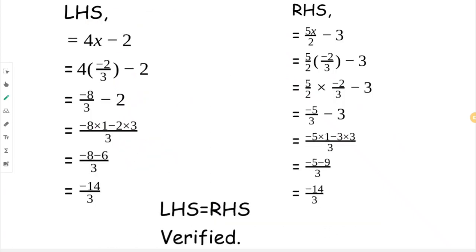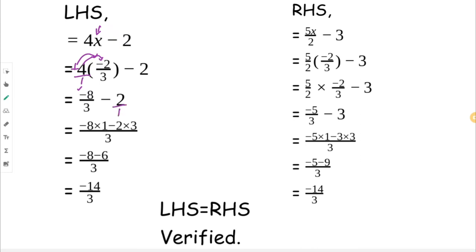Now let's verify both the left hand side and the right hand side. Left hand side is what? 4x minus 2. What is the value of x? Minus 2 by 3, right? So remember, plus is here again. Plus into minus, I'll get minus. 4 2s are 8. Once again, 1 is down here, right? So 1 3s are 3. Minus will leave it for now.